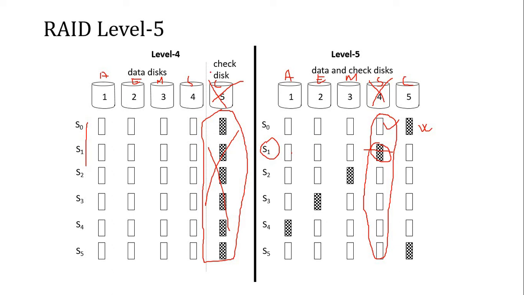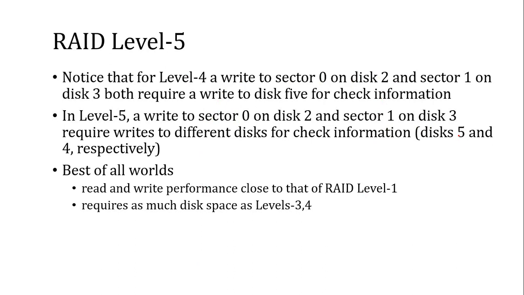As RAID level 5 is basically working on the mirroring of the data, this data always has some mirror in a different location, so you can retrieve the data from another location. So this is how RAID level 5 basically works.